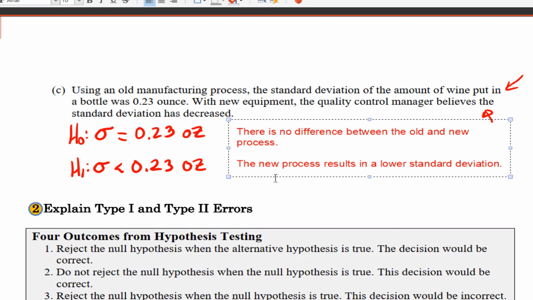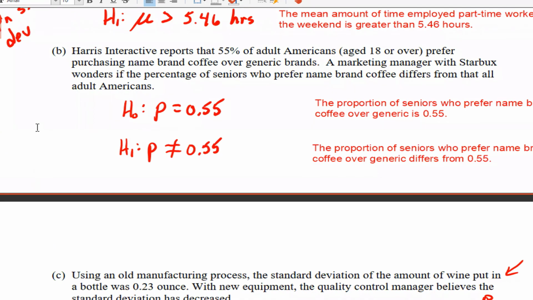Okay, so real quick, we're looking to measure either population proportion, population mean, or standard deviation then? For these three, yes. That was all three possibilities, right?